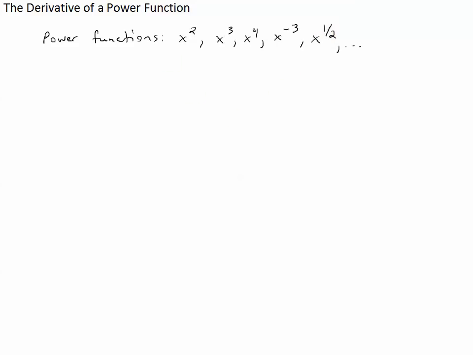Okay, these are exponential functions. 2 to the x, 3 to the x, 4 to the x, 1/2 to the x, and there's a reason that I didn't write -3 to the x. Those are exponential functions, and we are not going to be looking at the derivatives of those. Those are much harder to deal with. So we are only looking at power functions as we've listed above.